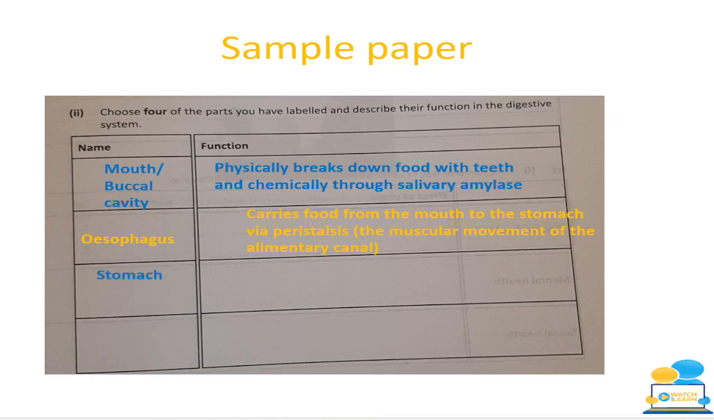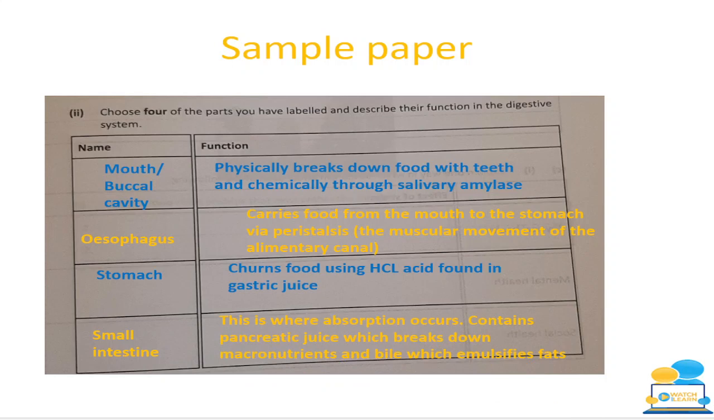Next up, I've chosen the stomach. So the stomach churns food using hydrochloric acid. So HCl is just the chemical formula for hydrochloric acid, which is found in the gastric juice. Next up, I've decided to go with the small intestine. So this is where absorption occurs. So that'll really make you stand out. If you can't remember that, say that the small intestine is where food is carried from the stomach to the small intestine, and then from the small intestine to the large intestine.